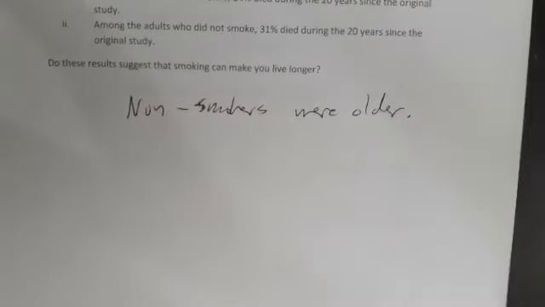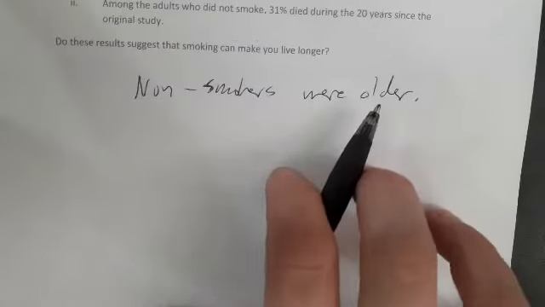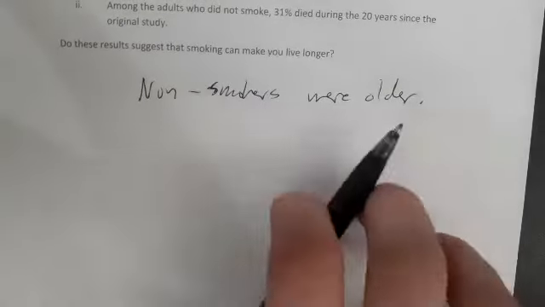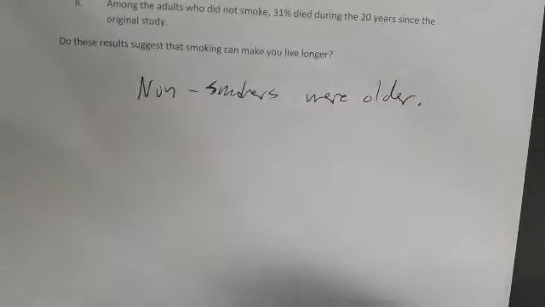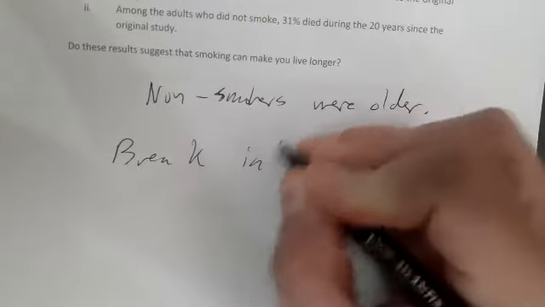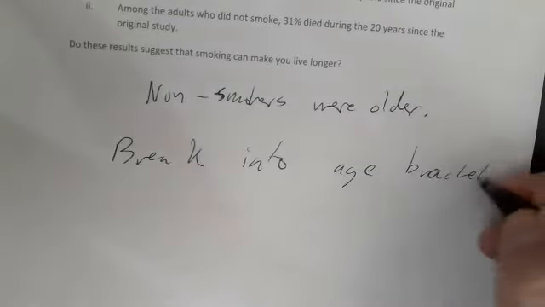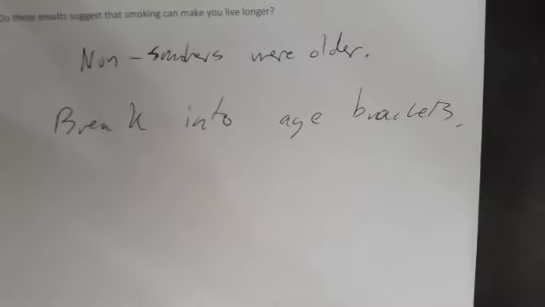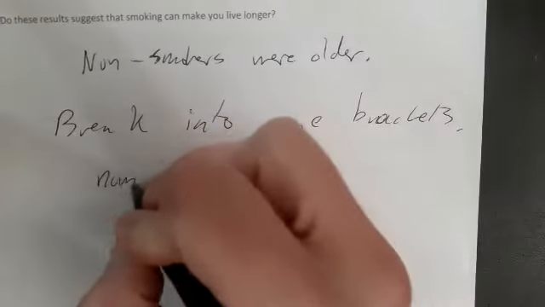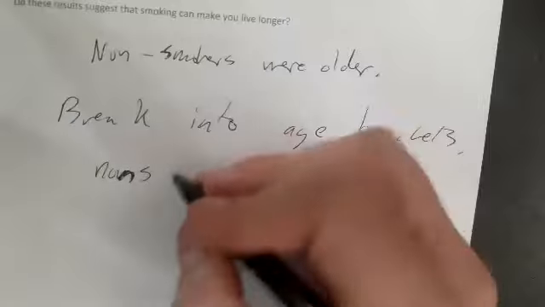And actually, one of the ways that we could see this is if you broke it apart into age brackets. If you think this variable of age is confounding your experiment, then one of the things you can do is break it apart. And guess what it's going to show if you break it into age brackets? Non-smokers are obviously going to take the cake on there. Take the cake, and they'll eat it too.